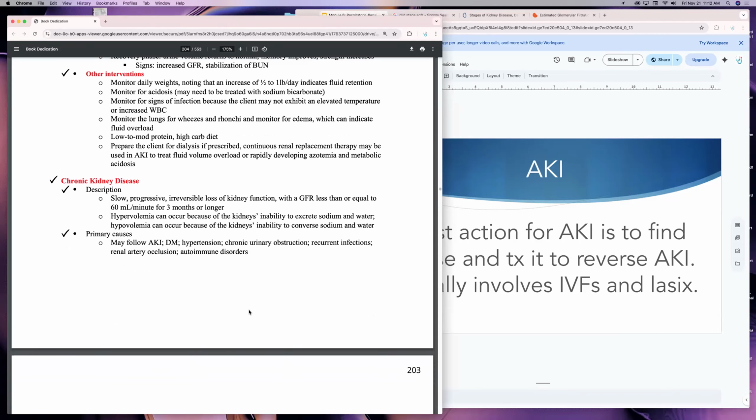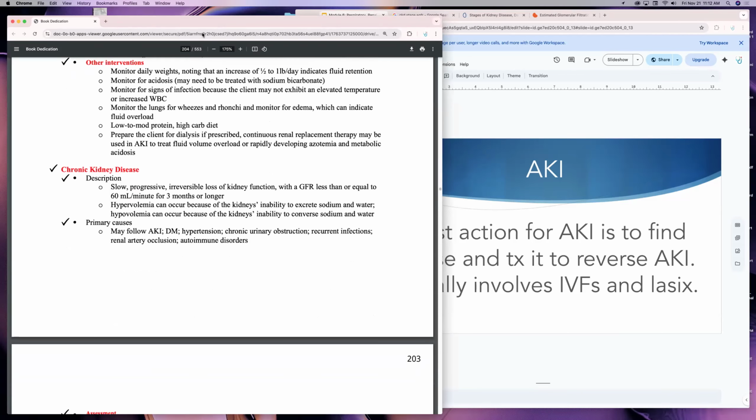All right, chronic kidney disease. Chronic kidney disease is a slow, progressive, irreversible loss of kidney function. So this is a gradual loss of kidney function. Acute kidney injury happens quickly, and we can treat it quickly. Chronic kidney disease happens over time and we cannot reverse it.